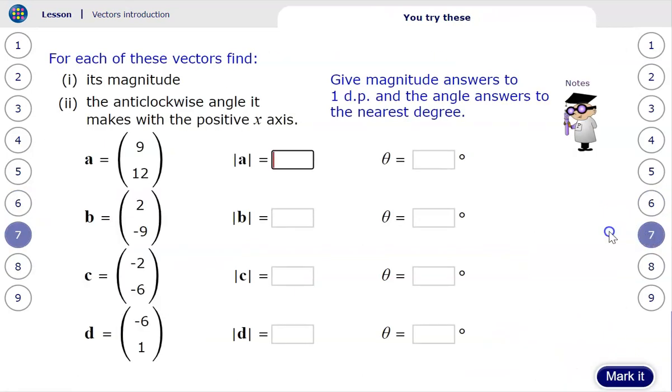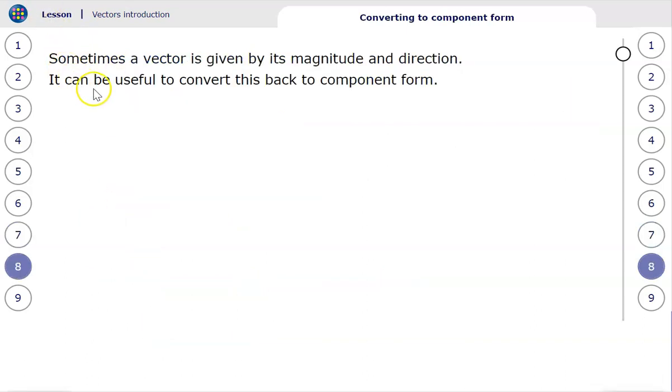Right, what I'd like you to do now is to go to the Vectors Introduction lesson, find page 7, and practice your skills here with the magnitudes and the angles for each of these given vectors over here. So go and do that now, please. Right, hopefully that went well for you.